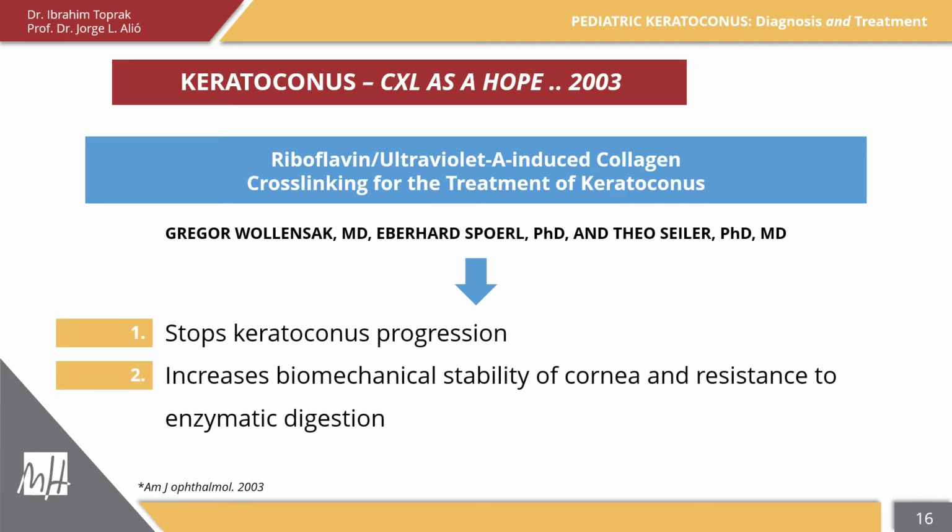In 2003, Wollensak and colleagues presented corneal collagen cross-linking as a new hope for treatment of keratoconus. They showed that this procedure stops keratoconus progression and increases biomechanical stability of the cornea and resistance to enzymatic digestion.